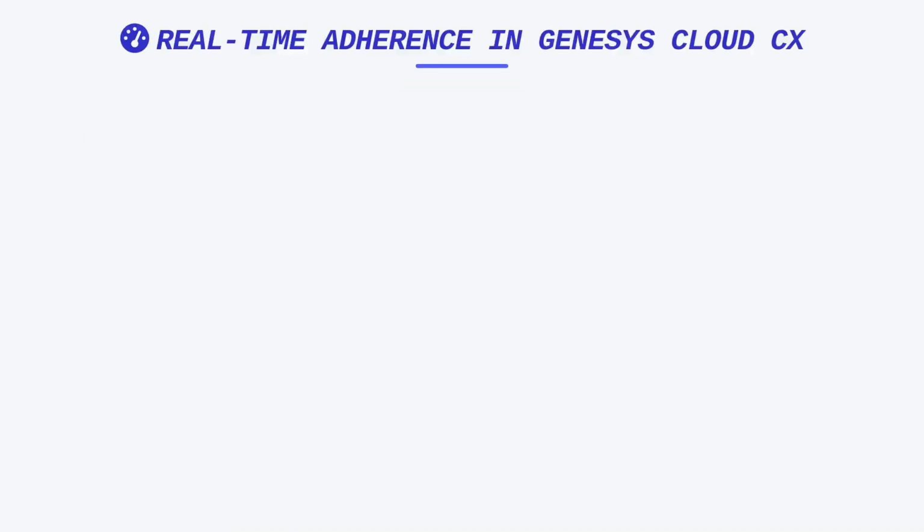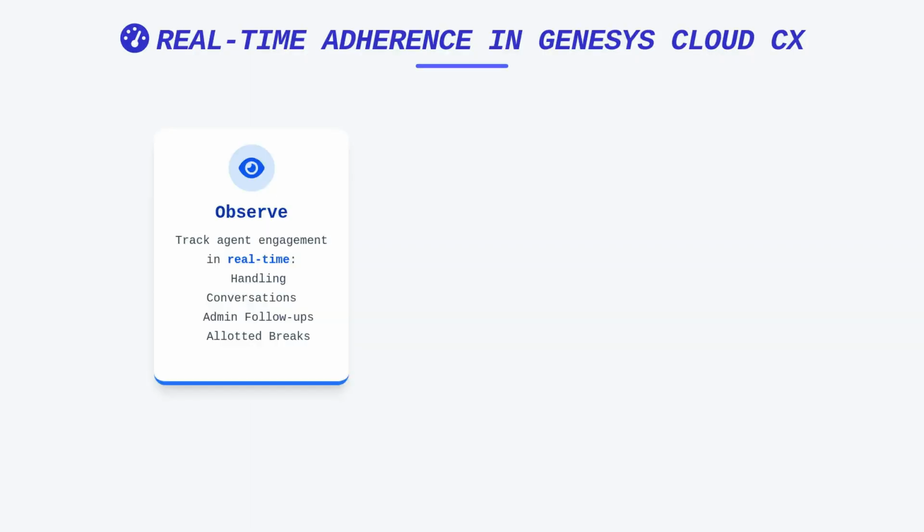Beyond the initial planning phase, effective management in Genesys Cloud CX requires constant vigilance through the monitoring of real-time adherence. Even the most precise forecast will inevitably face intraday variances, such as unexpected spikes in volume or unplanned agent absences, which divert performance from your projections. Real-time adherence allows you to observe, in the moment, whether your agents are correctly engaged in their scheduled activities, whether that be handling conversations, performing administrative follow-up, or taking their allotted breaks.